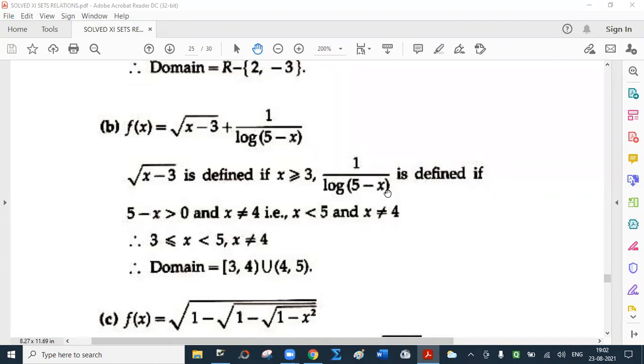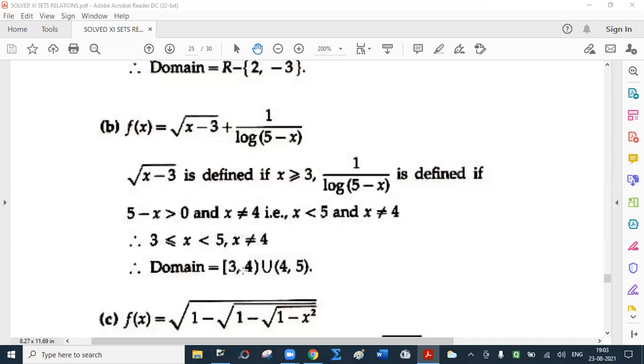Now 1 upon log of 5 minus x is defined if 5 minus x is greater than 0 and x not equal to 4. Why? Because if x is 4, the denominator becomes log 1. What is log 1? 0. Okay, so x is less than 5 and x not equal to 4. So if you combine these two, x should be greater than or equal to 3 and x less than 5. Fine. So 3 less than or equal to x less than 5. But at the same time, x should not be 4.